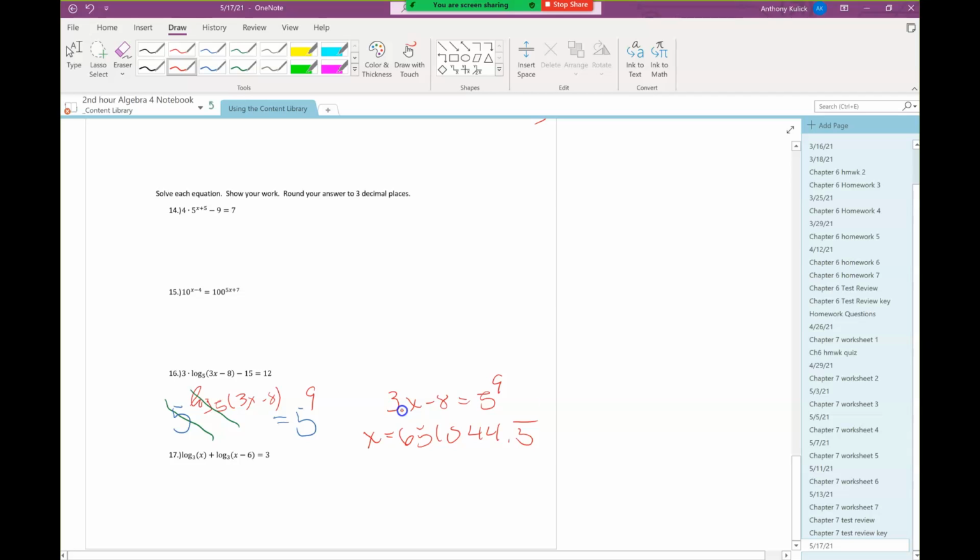I guess it asked me to round to 3 decimal places in this direction set. Cool.